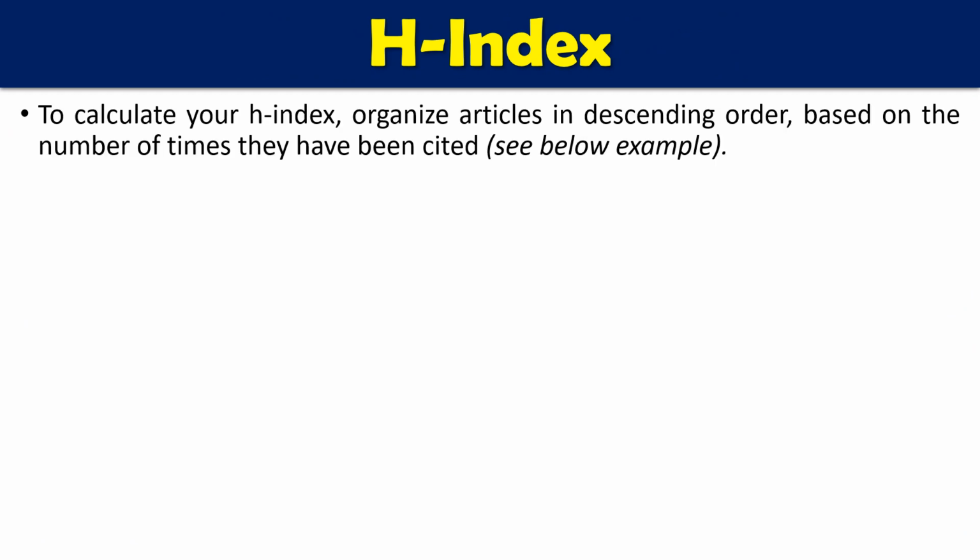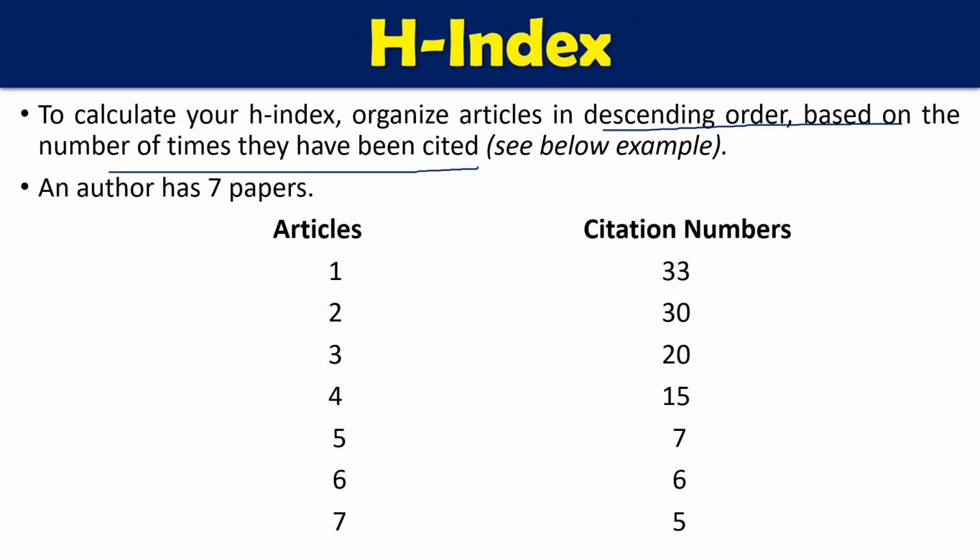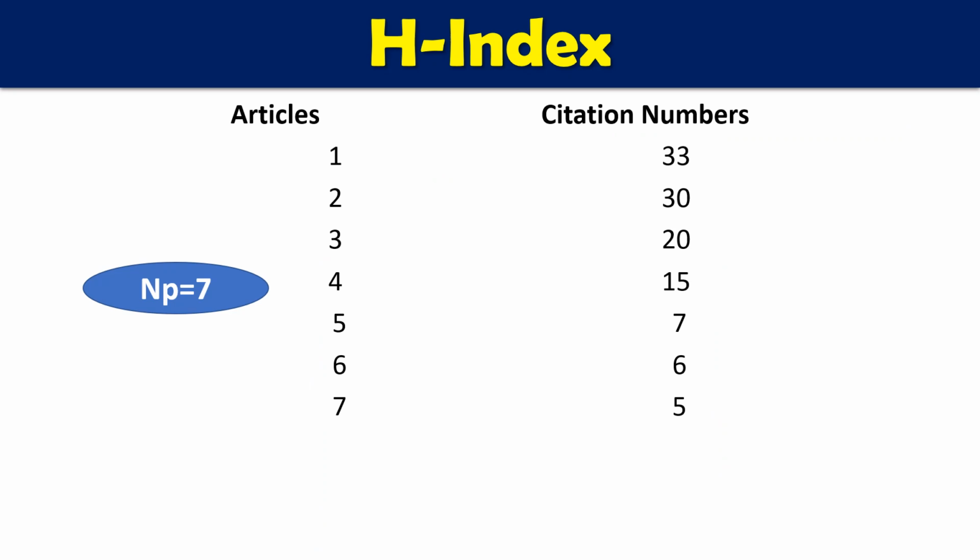To calculate H index, whenever we want to calculate our H index, first we arrange all our publications in descending order based on the number of citations they have. Like here in this example, here is an author who has 7 publications. So this is paper number 1, 2, 3, 4, 5, 6, 7, and different papers have different numbers of citations. The first paper has 33 citations, the second paper has 30 citations. These are the number of times that paper has been cited. Now this author has a total number of papers 7. So the NP is 7.